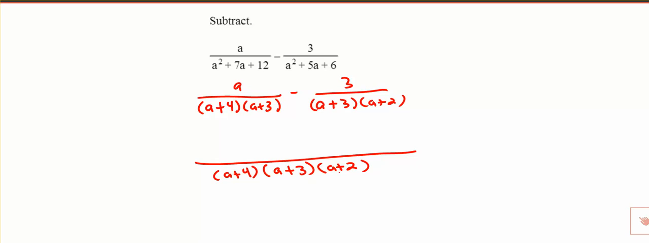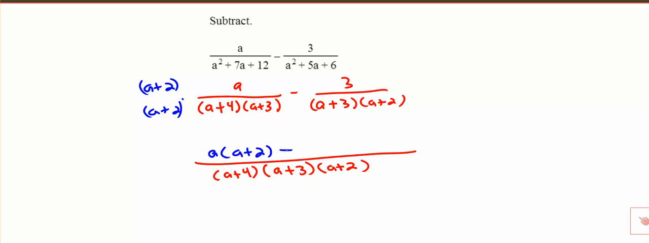Now, just like with any other fractions, when we start adding and subtracting, if our denominator changes when we get our new common denominator, that means our numerator for that fraction must change also. So looking at this first fraction, we had a plus 4 times a plus 3. However, in our common denominator, we had a plus 4 times a plus 3 times a plus 2. So you see we did not have an a plus 2 in this first fraction, but we have it in our common denominator. So to keep this thing balanced, we must multiply by a plus 2. That's what's different between our common denominator and our original denominator. So that gives us a times a plus 2.